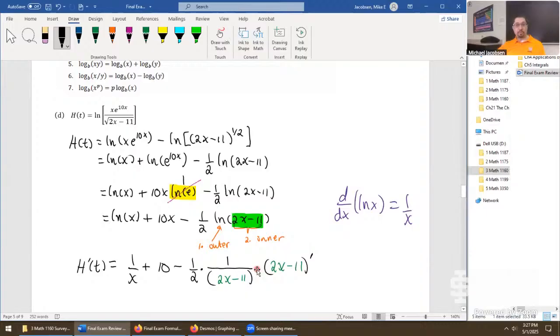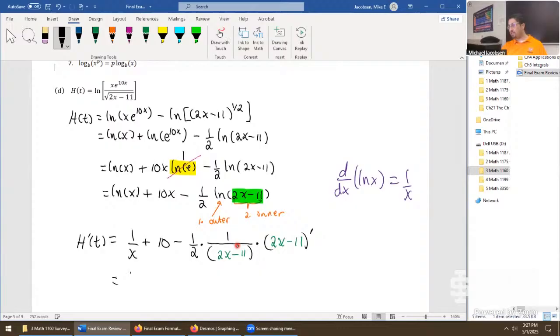Because it's multiplying into a fraction, this just goes up into the numerator here. So we have 1 over x plus 10 minus 1/2 times 2x minus 11. This derivative is 2. So that work is done. That also gives us a cancellation here to here, leaving a 1. And so our simplified answer is 1 over x plus 10 minus 1 over 2x minus 11.